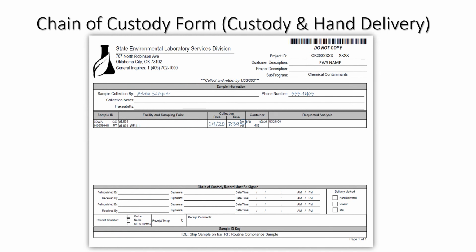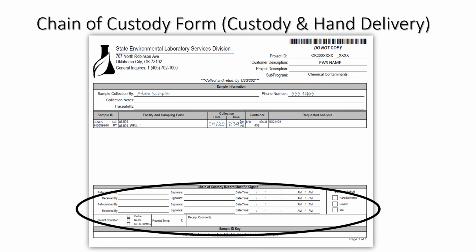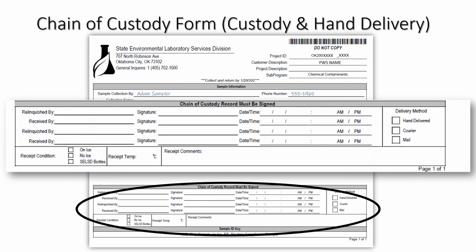If you will be delivering your samples to the laboratory, you will complete the chain of custody portion of your form when laboratory staff accepts your samples. Print your name and sign the bottom of the form to relinquish your samples to the laboratory. Add the date and time that you are handing over your samples. Laboratory staff will also sign to receive custody of the samples.